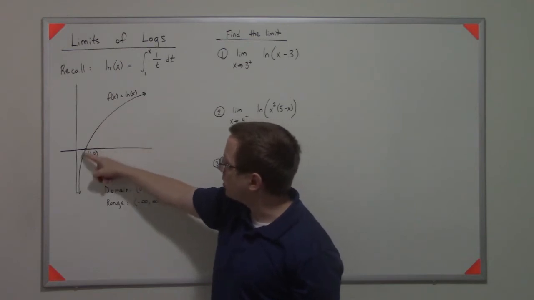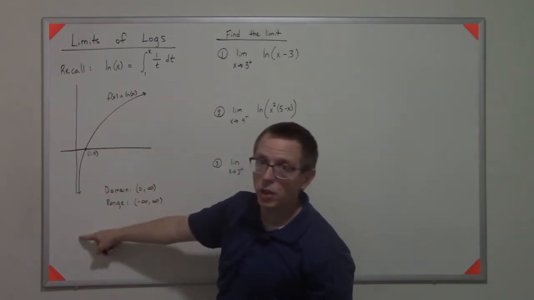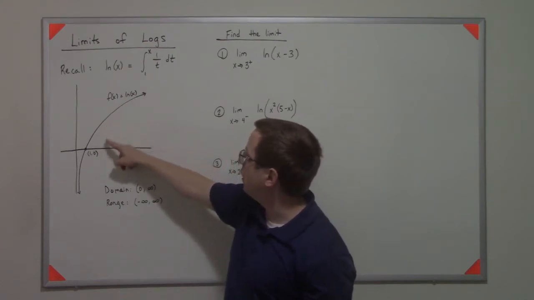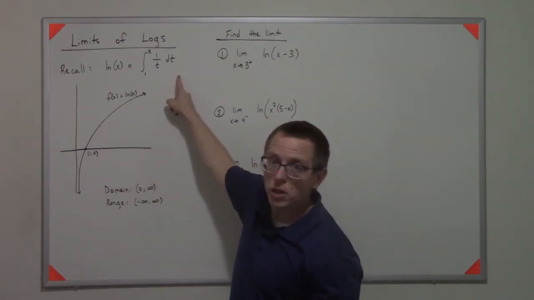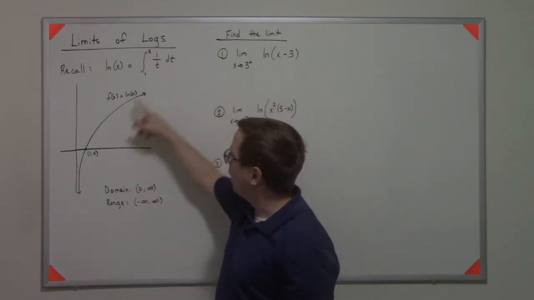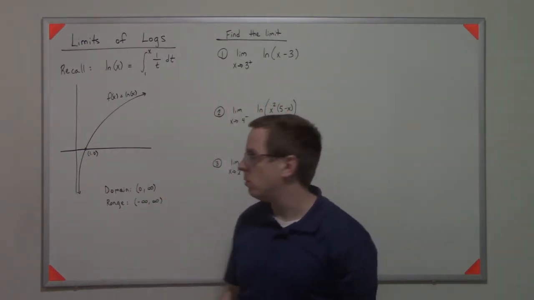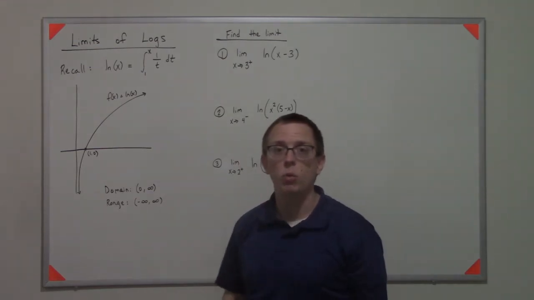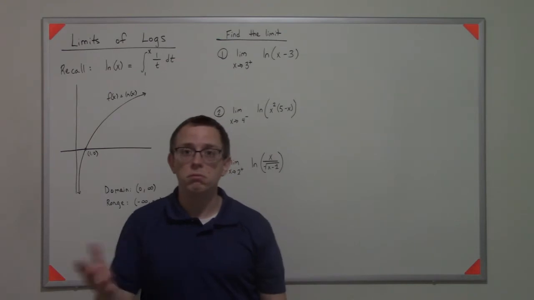As we go towards 0, it shoots off to negative infinity. As we go towards positive infinity for x, we go towards positive infinity for the function, so it eventually gets there. And then we have an x-intercept at (1, 0). So our domain is every positive number, and our range is actually all real numbers. So let's apply some limits.